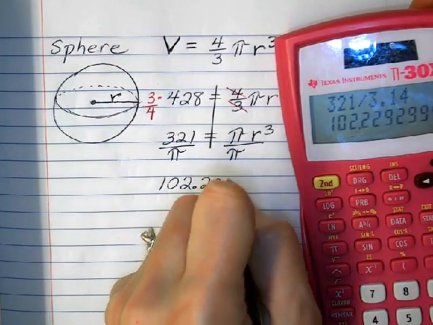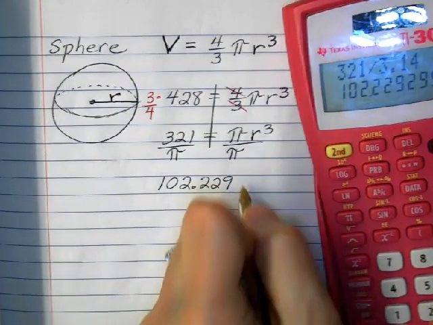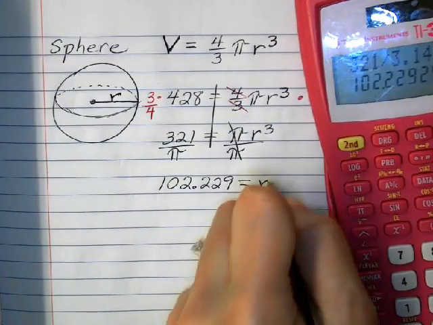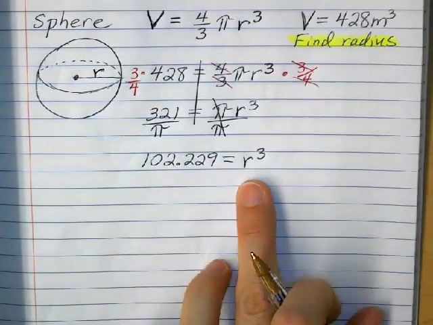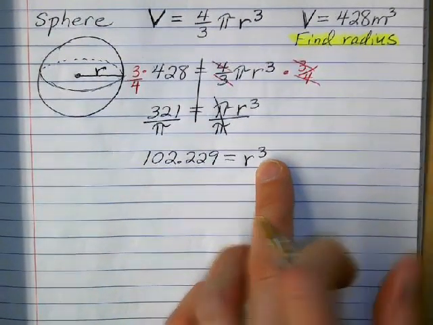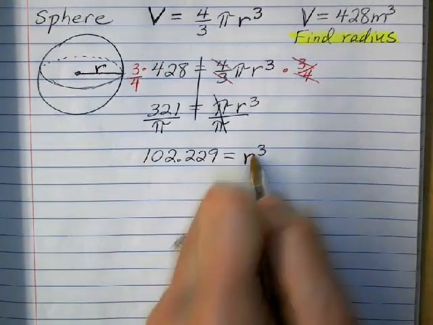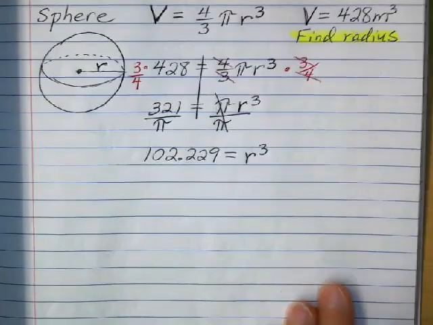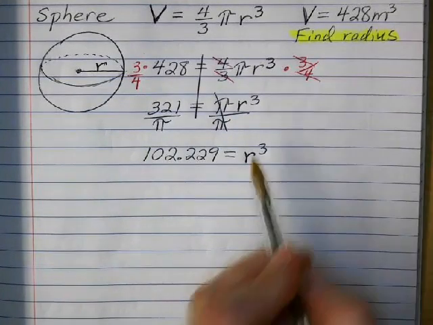Equals, see, now you have r to the third. So now how do you get rid of the r to the third? How do you get rid of the third power? How do you finish getting the final answer? You got to get rid of this third power. You're close.